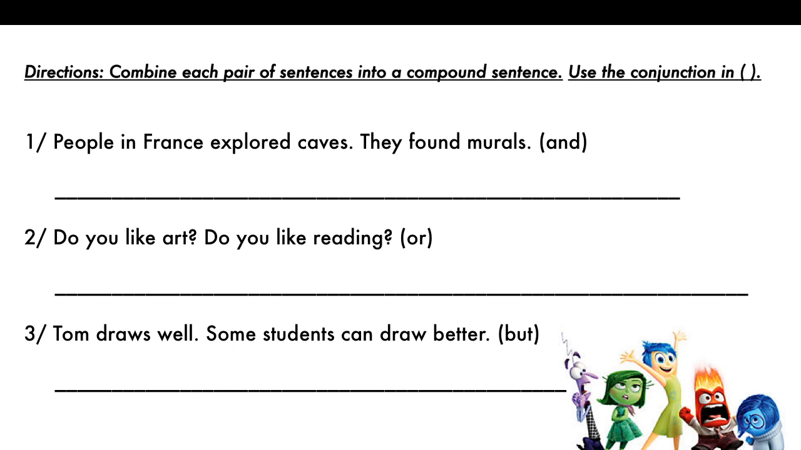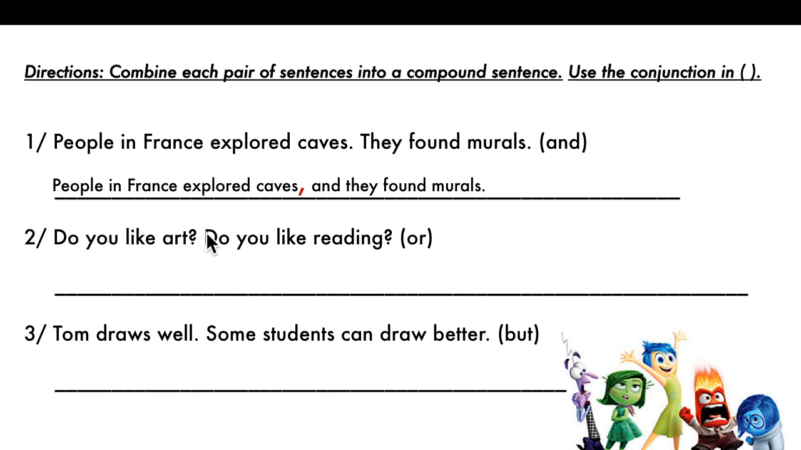It will look like this. What will you do? Change the period into a comma, add the conjunction word and, and change the capital T into a small t. People in France explored caves, comma, and they found murals. Now let's do the second one.